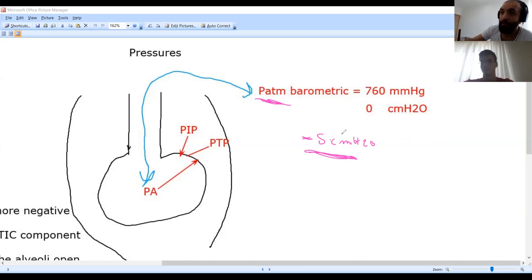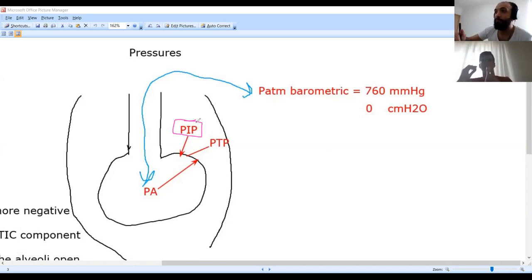Next. Now, we have to talk about each of these pressures. We start with the PIP. It's the intrapleural pressure. I call it the big boss. Big boss, because why? You will see why. Because it's the only one I can control in the beginning of doing anything. How can I control the pressure? When I want to do inspiration or expiration.